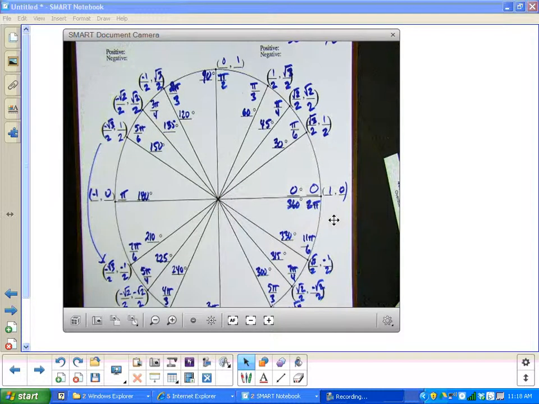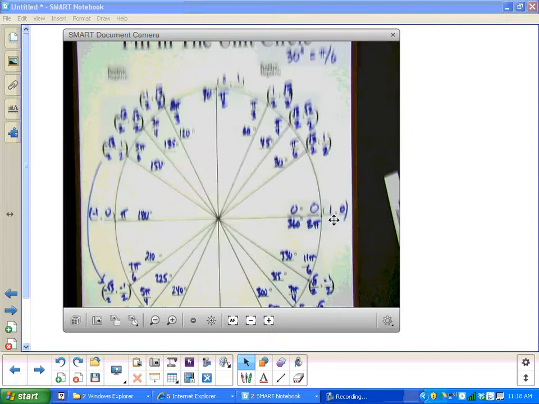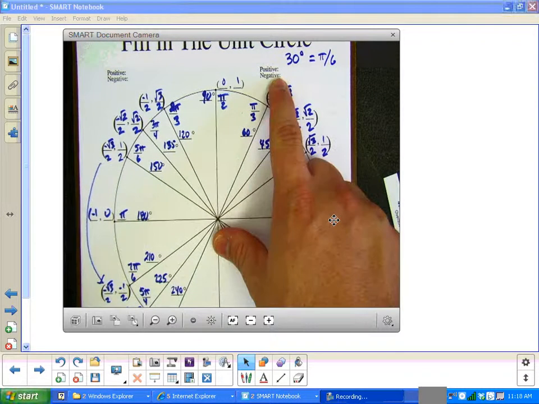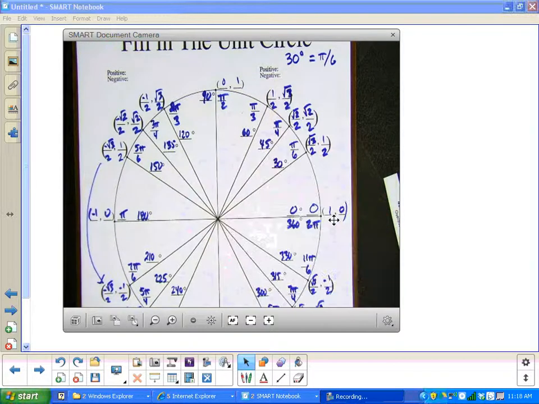Now, let's talk about the positive, negative. What they want us to do right here when they say fill in the unit circle is they want me to tell them which trig functions are positive and which trig functions are negative. Now remember we have 6 trig functions: sine, cosine, tangent, and then their reciprocals, which are cosecant, secant, and cotangent.